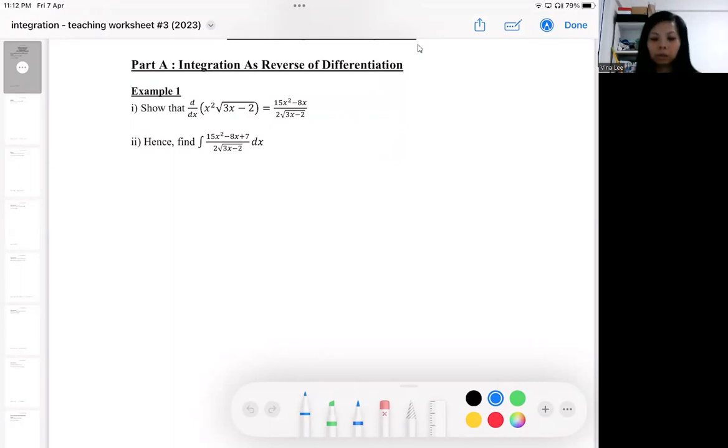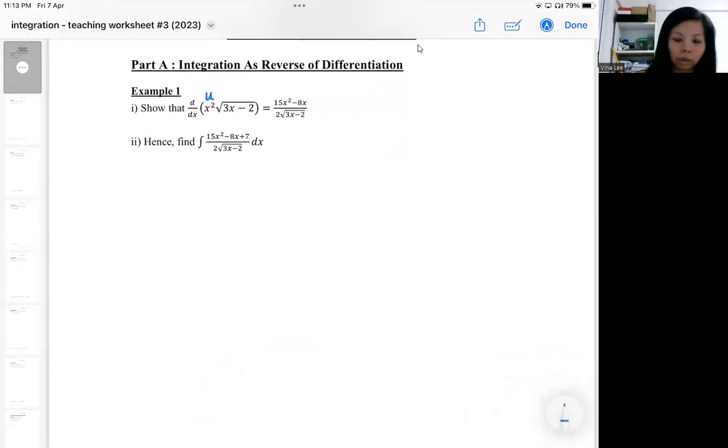Okay, so if you look at example 1, part 1, they say show that differentiate this is equal to this. So basically, they are just asking you to differentiate. And hopefully, you should be able to see that it's a product rule. So I will not be showing you the product rule. So you give it a try. You shouldn't have any reason to get it wrong at this stage already. You have done differentiation for so long. So this is a product rule where square roots is constant.